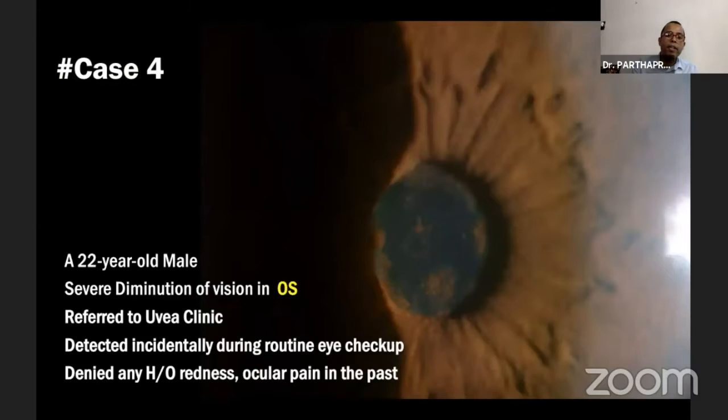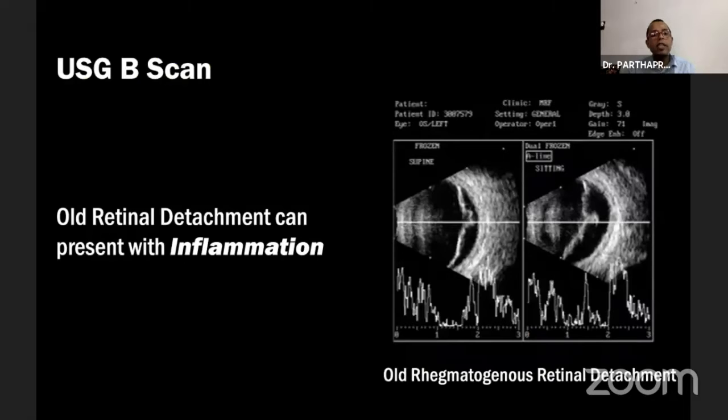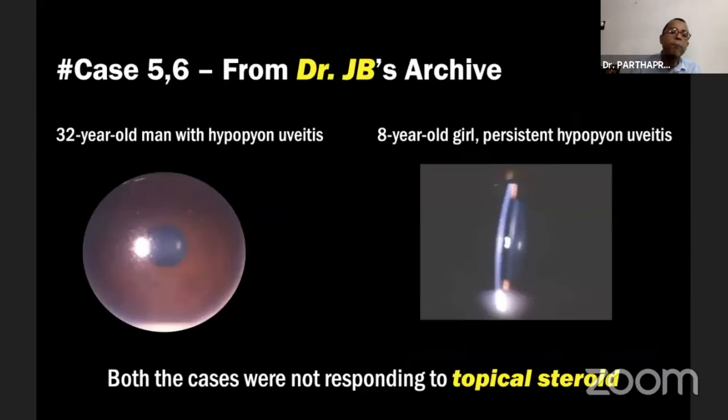Case 4, the patient with severe complaint of diminution of vision, was referred to the Uvea clinic. The finding was detected incidentally when the patient came for a routine workup, denied any history of redness or ocular pain in the past, and the ultrasound showed an old retinal detachment. So an old rhegmatogenous retinal detachment can actually have an anterior uveitis-like picture, and you need not investigate such patients if they are giving relevant history.